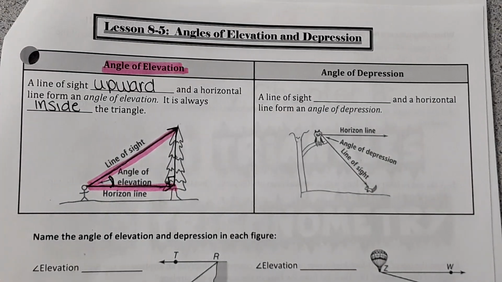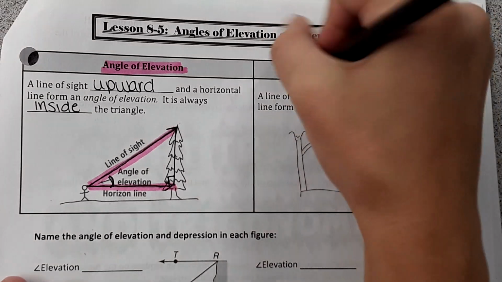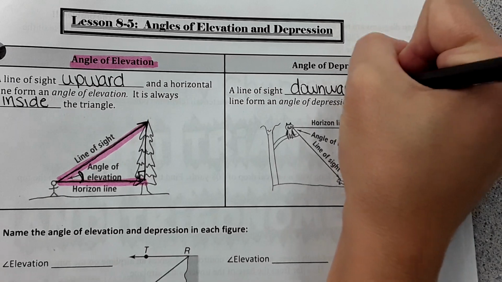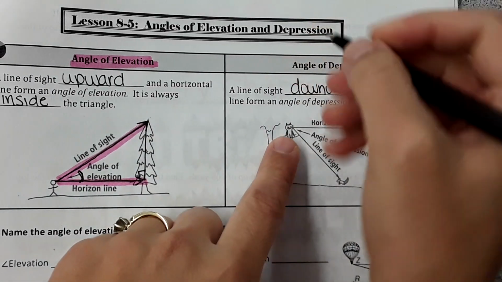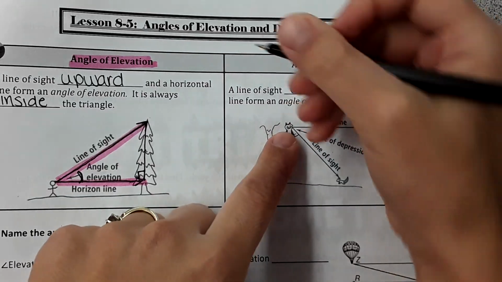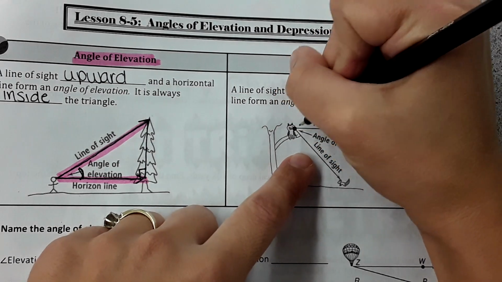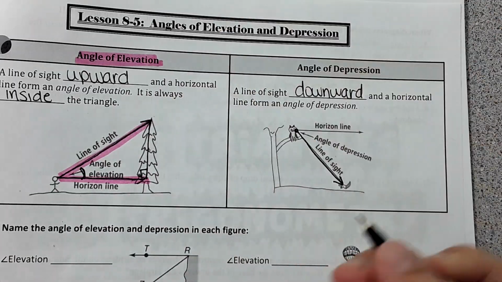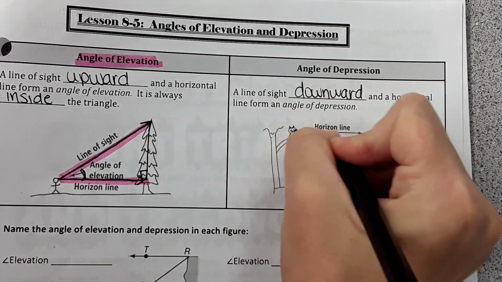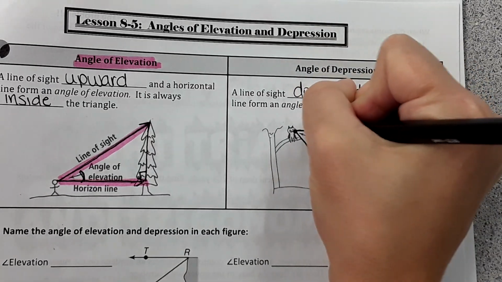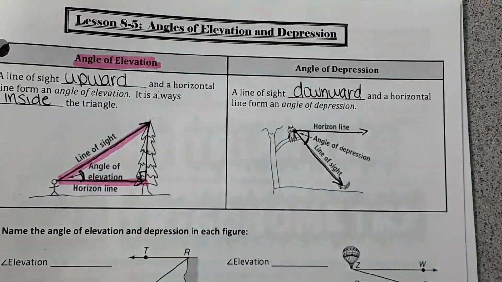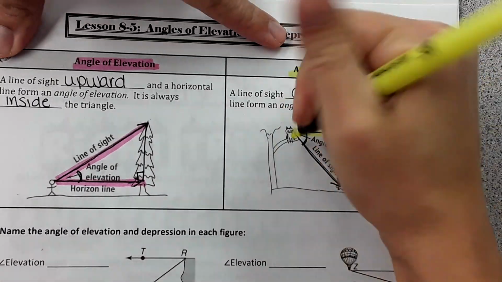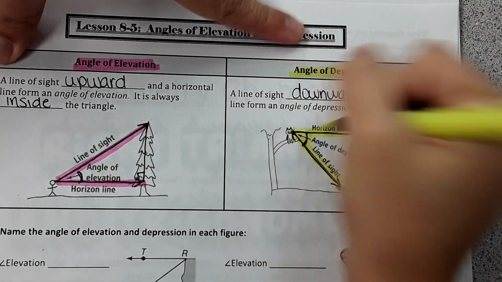Then we have angle of depression. Angle of depression is a line of sight downward. In the picture, the line of sight downward and a horizontal line. So in the picture we have an owl looking down at a squirrel, it looks like. And the horizontal line from the owl makes the angle of depression. We're going to use yellow for angle of depression. If you don't have a highlighter, that is okay.